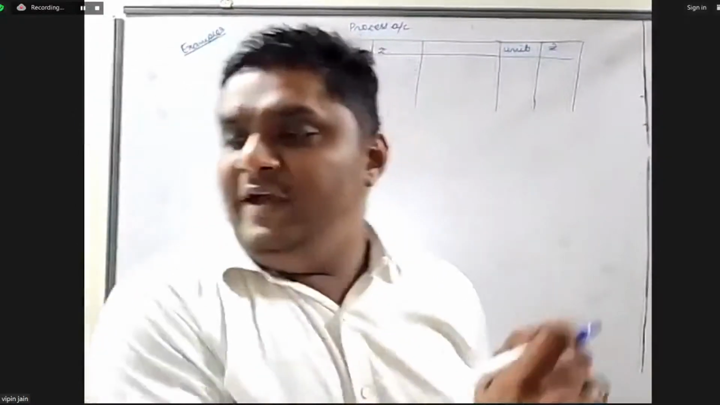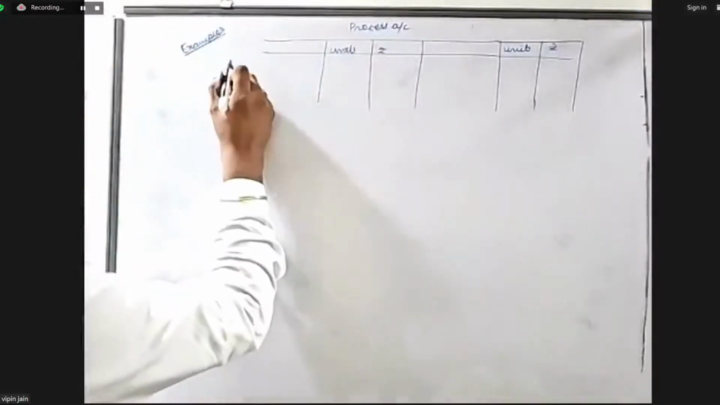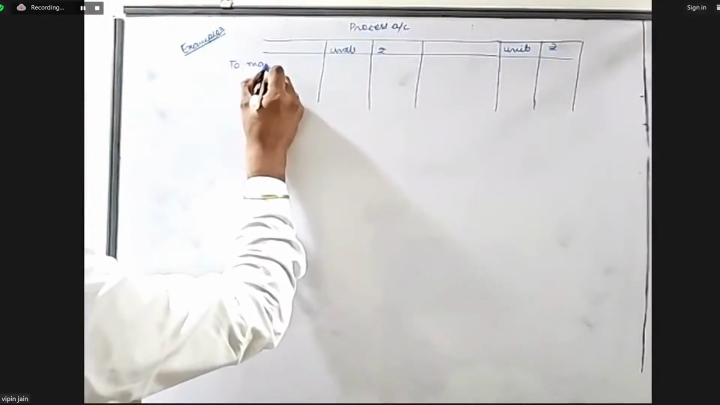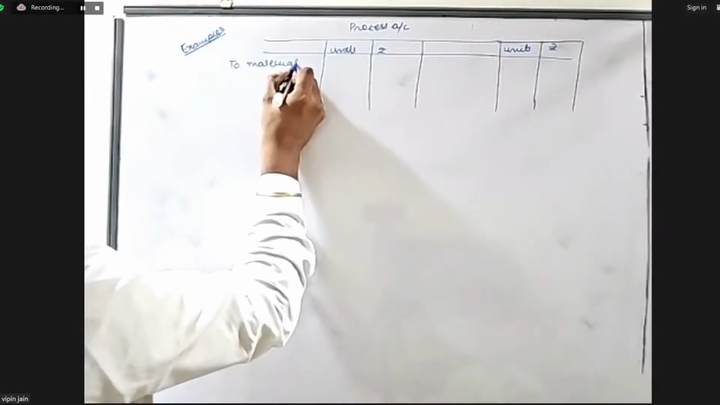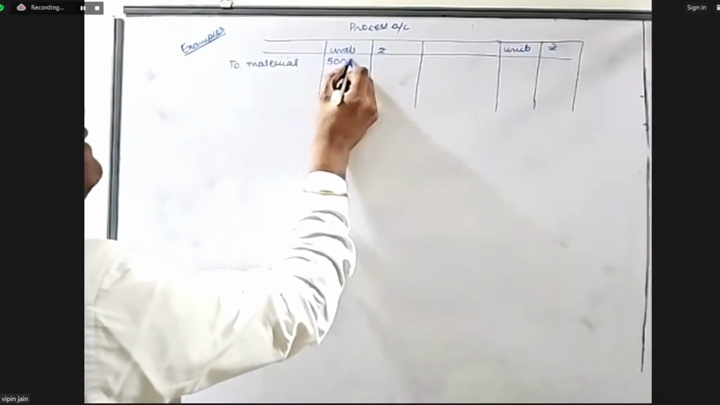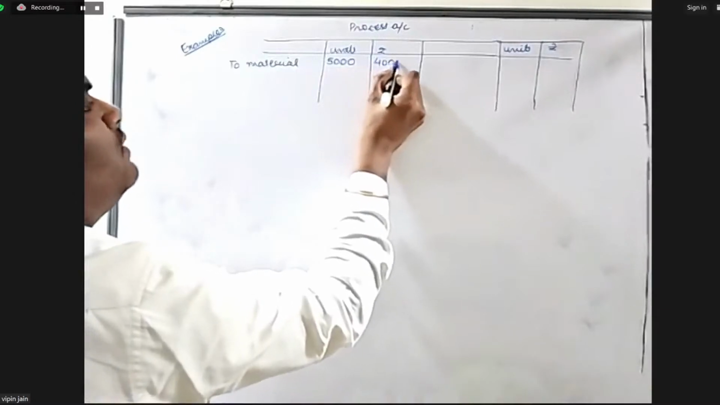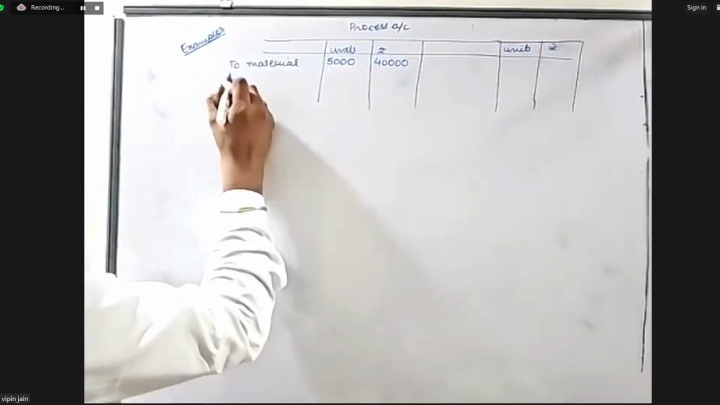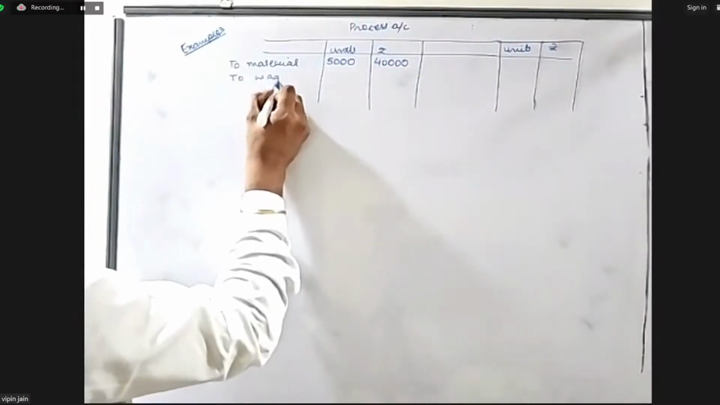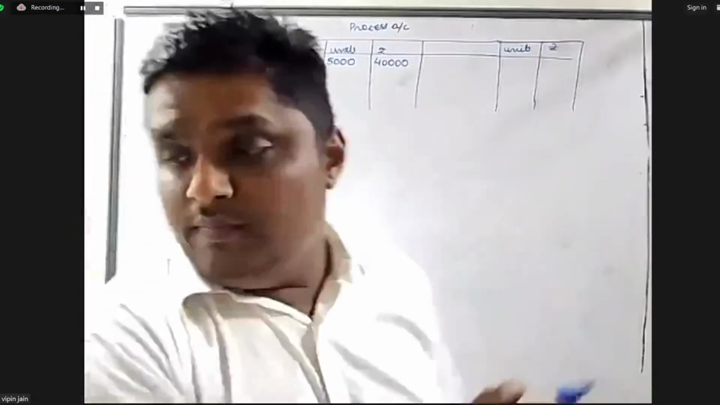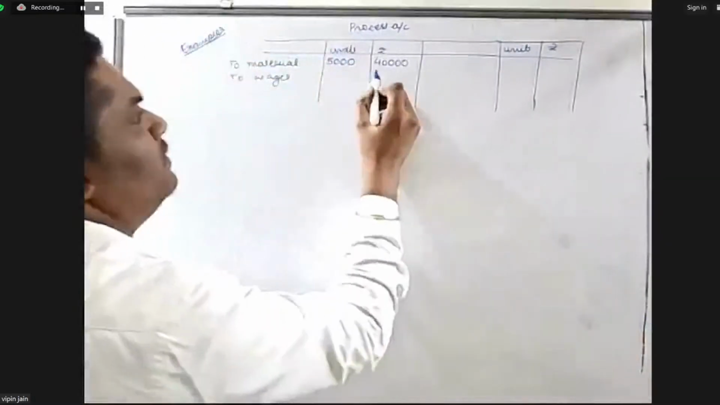Herein, the material is 5,000 units and the value is 40,000 rupees. Further, the information is given as regards wages also, that is 30,000, and manufacturing overhead is 27,000.